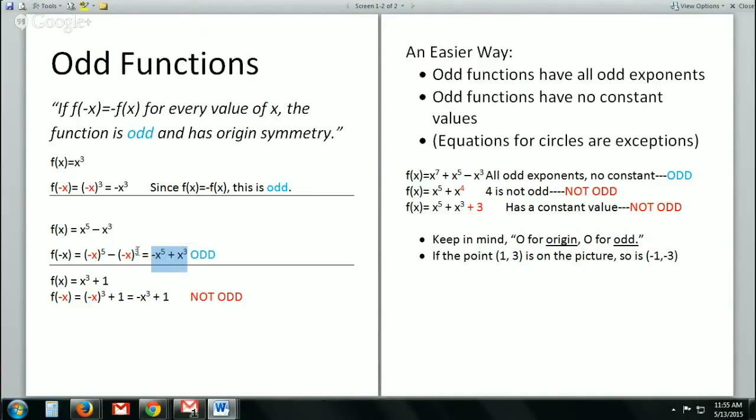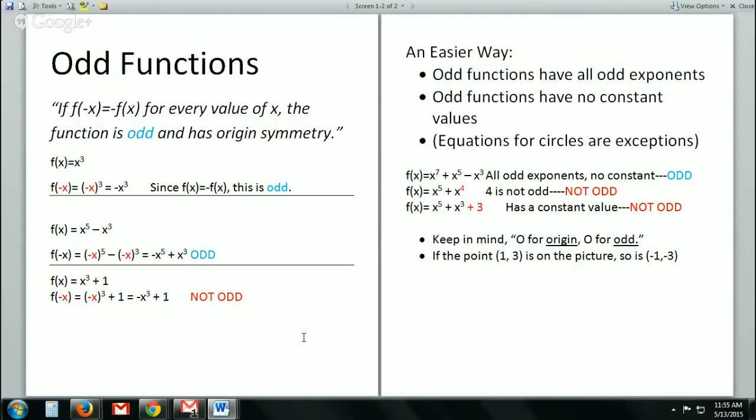Look at what we ended up with here. All of this stuff is completely opposite of what we started off with. This was a positive x to the fifth. Here is a negative x to the fifth. This was a negative x cubed. Here is a positive x cubed. So this is an odd function. When they are completely opposite, that makes them odd functions. I see here that to make them turn into opposites, it looks like I need odd exponents. So when we try to find an easier way to do this, odd functions having all odd exponents will need to be part of it.